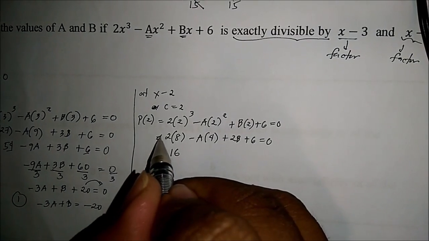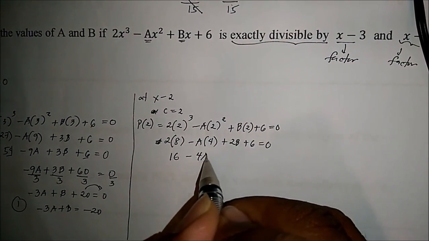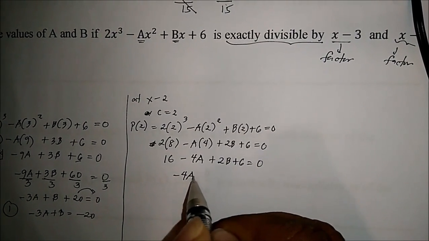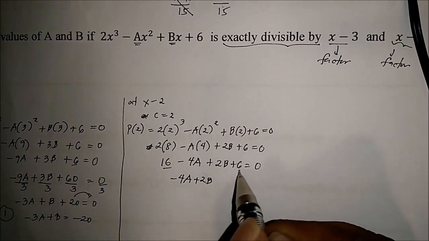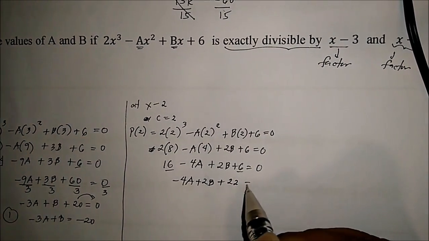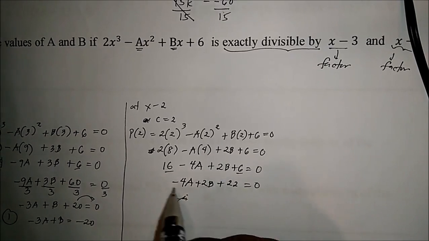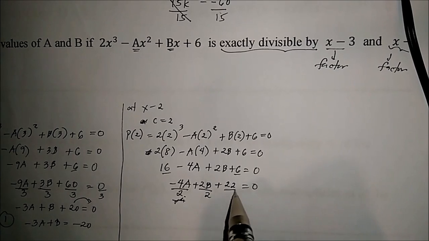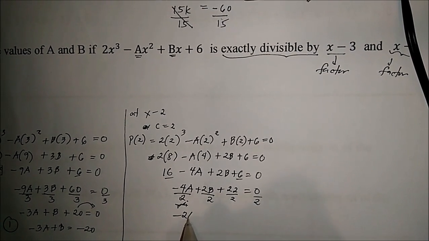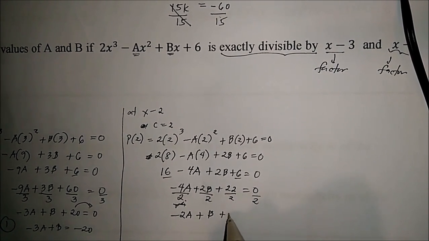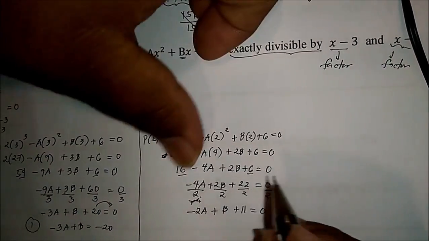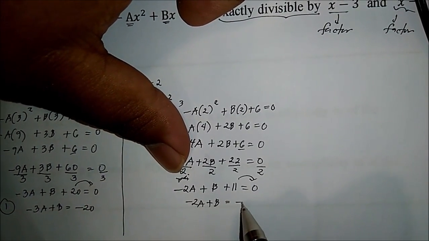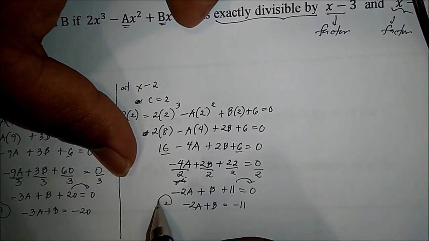So, this is 16. Tanggalin natin to. Minus 4a plus 2b plus 6 equals 0. Simplifying this, we have negative 4a plus 2b, 16 plus 6 is 22 equals 0. So, we have coefficients that are divisible by 2. So, i-divide natin lahat by 2. So, we have negative 2a plus b plus 11 equals 0. Applying APE, ilipat natin to. So, negative 2a plus b is equal to negative 11. Let this be equation number 2.